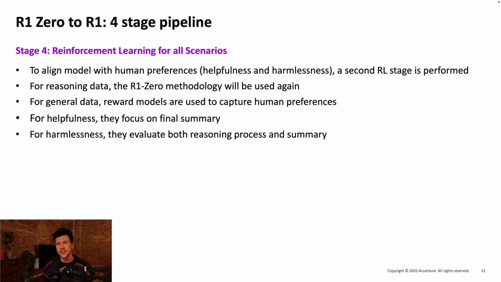For the reasoning data, they again use the R10 methodology, but for general data, they use reward models. They didn't use reward models before. So what are reward models? You can think of it like this: reward models try to approximate how a human likes a solution. So if you give a prompt to an LLM and let it generate 50 different responses, the reward model ranks those responses by how well a human would like them.